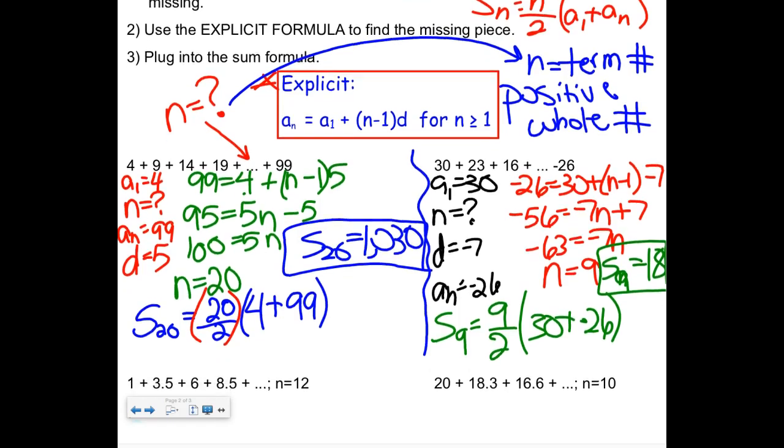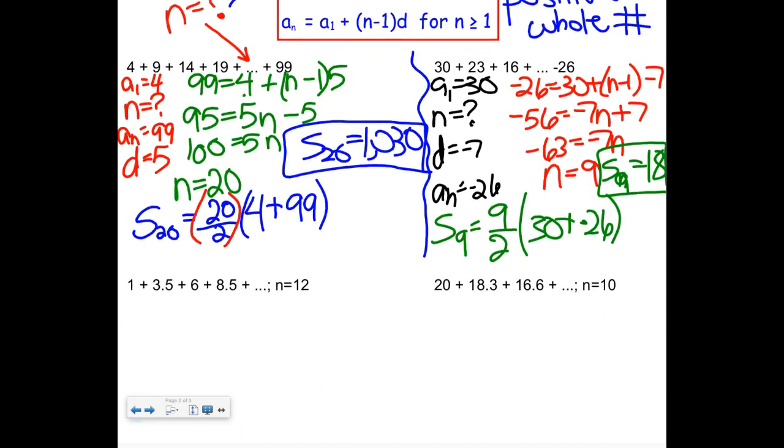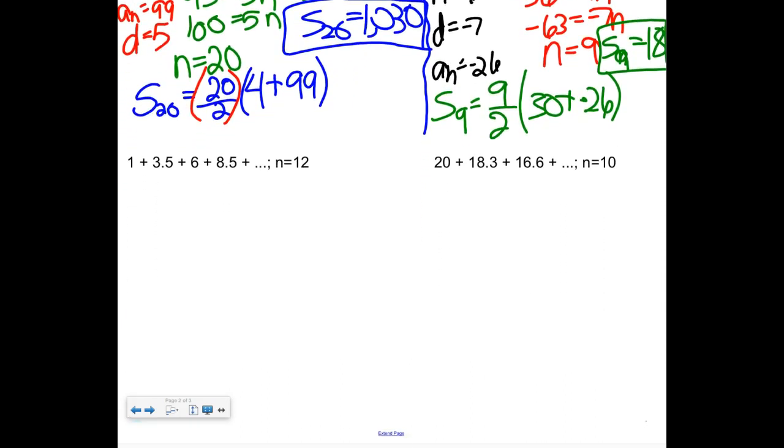The next two, if you notice our dot, dot, dot is somewhere else, and this time I'm giving you your n. Okay, so let's see what we are missing. So I gave you your A1 is 1. Our n, it literally says it's 12. Our pattern here, I'm adding 2.5 every single time. And this time there's a dot, dot, dot at the end, so we don't know what that is. We are trying to find our An. We know it's the 12th term, but we don't know what that term is.